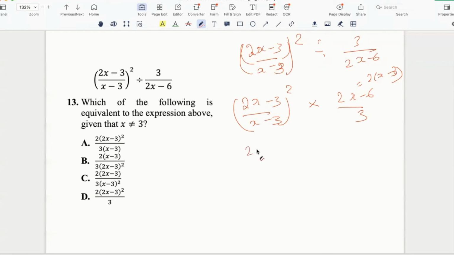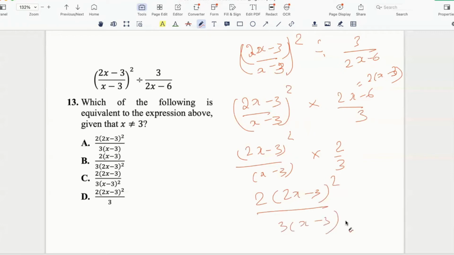So I will get (2x minus 3) whole squared by (x minus 3), and I'll be left with 2 by 3 here. Right? So that will give me 2 times (2x minus 3) whole squared by 3 times (x minus 3). 2 times (2x minus 3) whole squared by 3 times (x minus 3), option A.